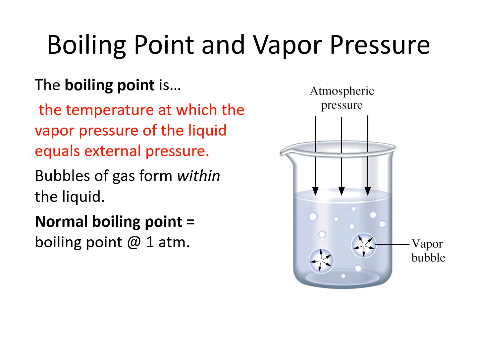There's a term called normal boiling point. This means the boiling point of the liquid when the external pressure is exactly 1 atmosphere. So if you ever hear the term normal boiling point, that's referring to the boiling point at 1 atmosphere.